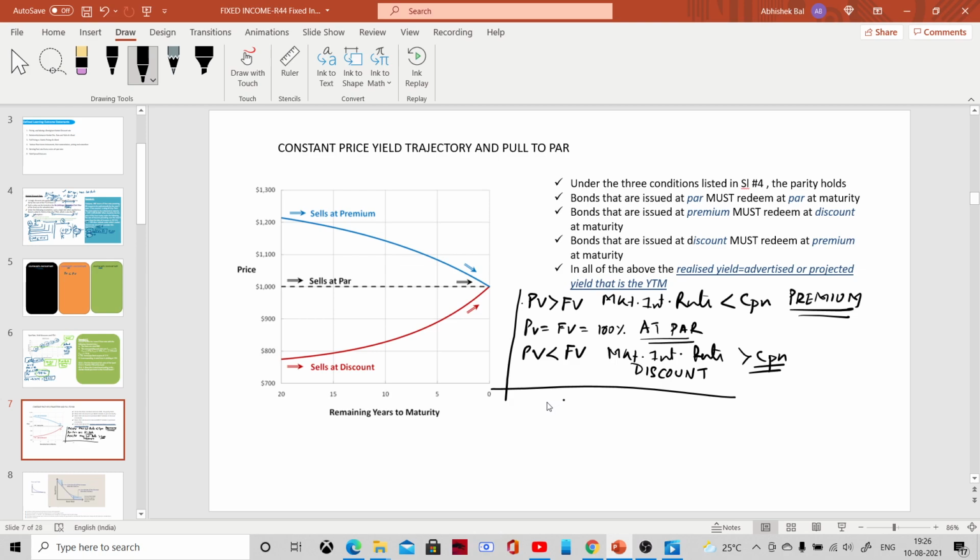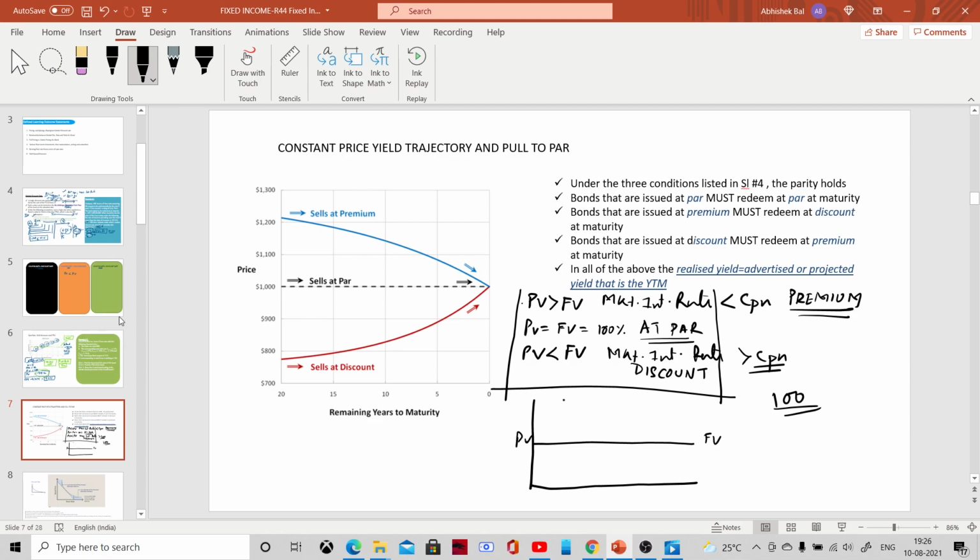Okay, so under these 3 assumptions, what you are going to get at maturity, regardless of when the issue was floated in the market, is already known beforehand. You are going to get 100, which is called the face value of the security, which means if a bond is issued at par, it will be redeemed at par, as we have shown already.